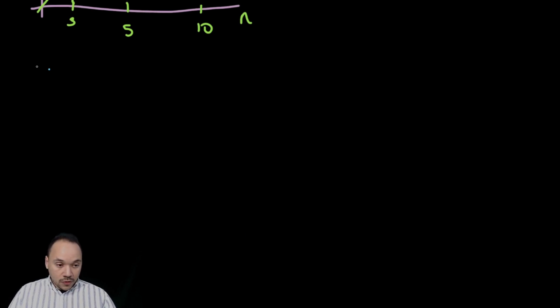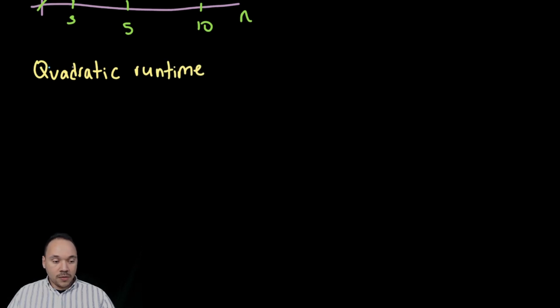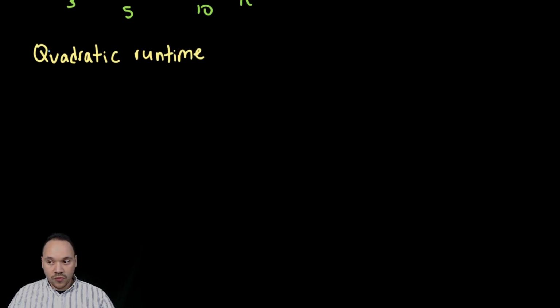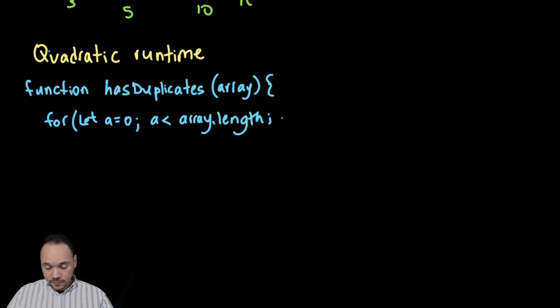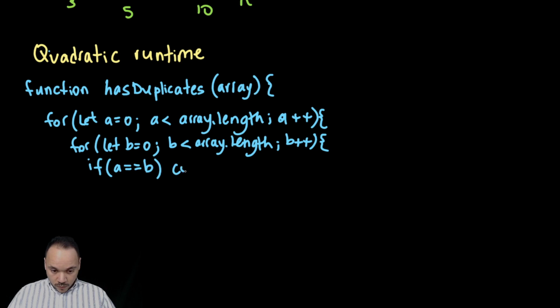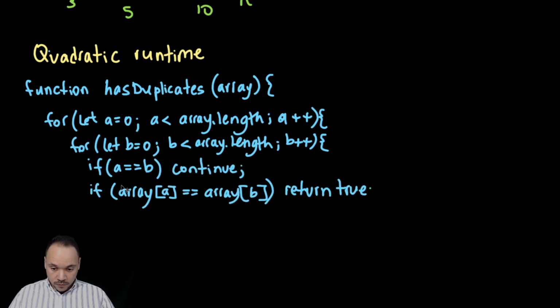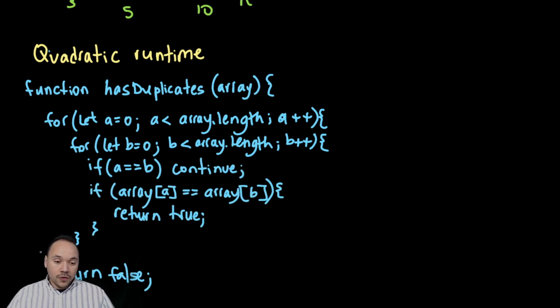So we are going to cover quadratic runtimes now. And as I mentioned, we're going to do find duplicates. So there we have it. We have an algorithm that returns true or false if an array has a duplicate. So let's see how it runs. Let's do an example.